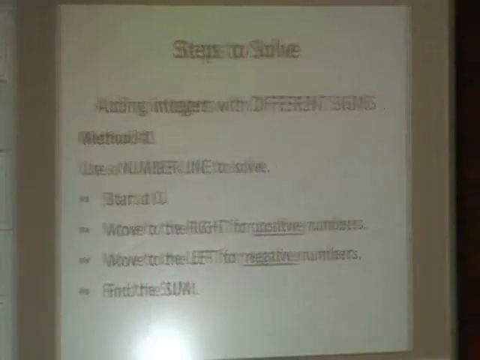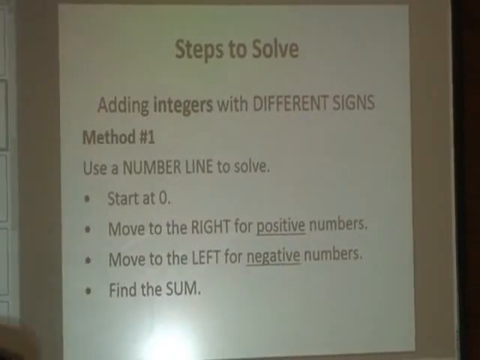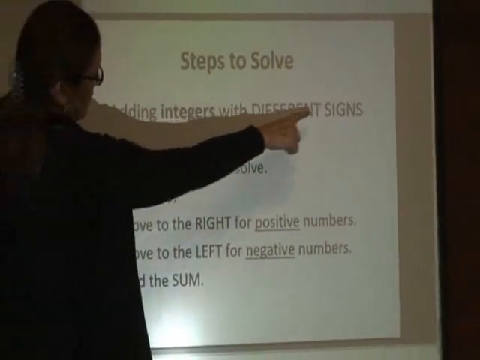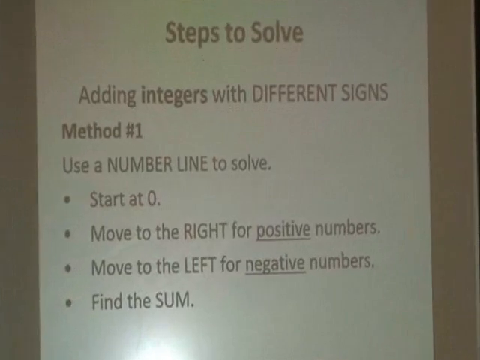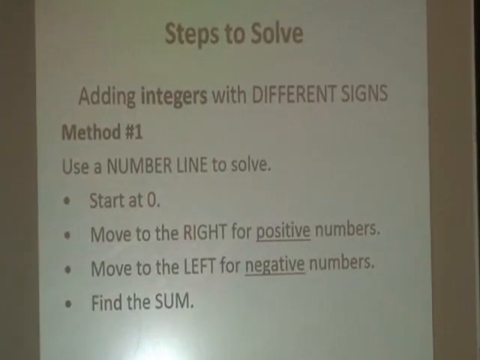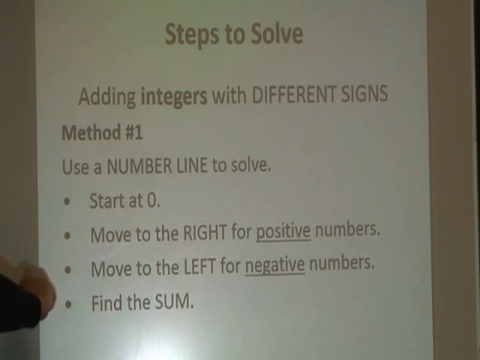Now I'd like you to list the steps to solve when you're adding integers with different signs. There are two methods we use to solve problems with integers that have different signs. Method 1 is to use a number line. Just like we did with our first example, start at 0, move to the right for positive numbers, move to the left for negative numbers, and then you'll find your sum.